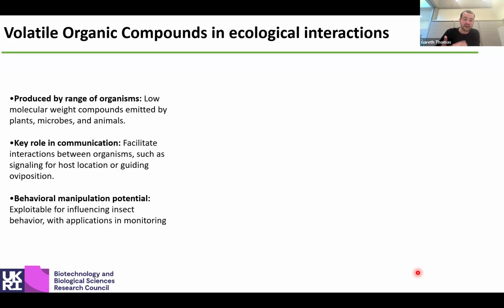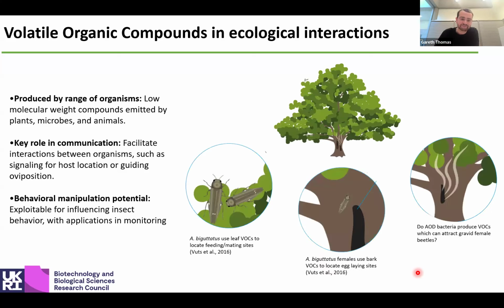be playing a role in the life cycle of the Agrilus bigutattus beetle. There's some previous work by Joseph Wutz, who's working at Rothamsted on this project as well, which has shown that the Agrilus bigutattus use the smell of oak leaves to locate feeding and mating sites. And when the adults have mated, the egg-carrying females can smell bark as well. So they go down the tree, move towards bark, and use these volatiles as sites for egg laying. So this has already been established.